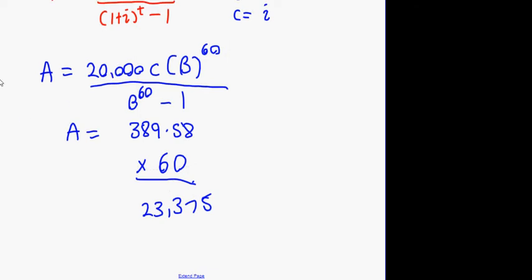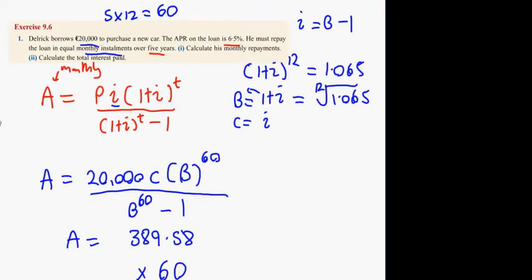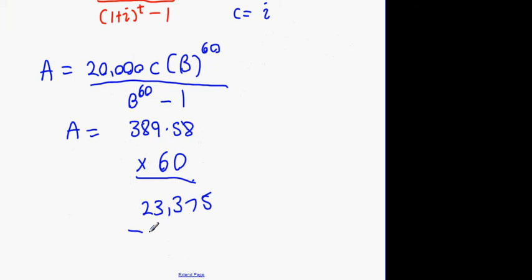Remember, it was for a loan of 20,000. So this is how much we pay for the loan, this is how much we got for the loan. So realistically we're paying 3,375 as the interest made on the loan.